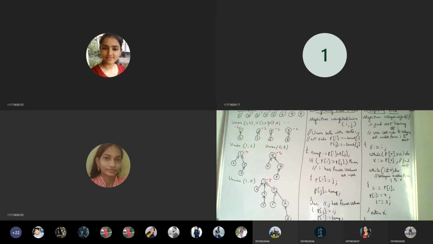So here, if I take an example with the elements 1, 2, 3 until 8, each element is independent. Each element is a disjoint set: 1 is a disjoint set, 2 is a disjoint set, 3 is a disjoint set. Likewise, you consider all 8 elements as 8 disjoint sets. When I say each one is a disjoint set, how do I represent that set?